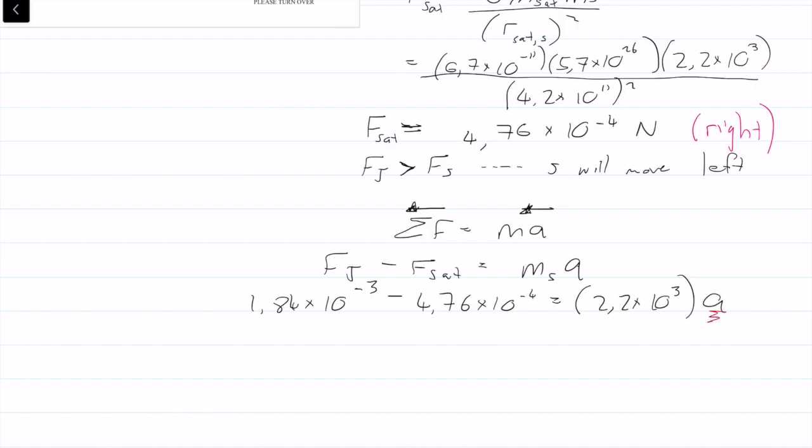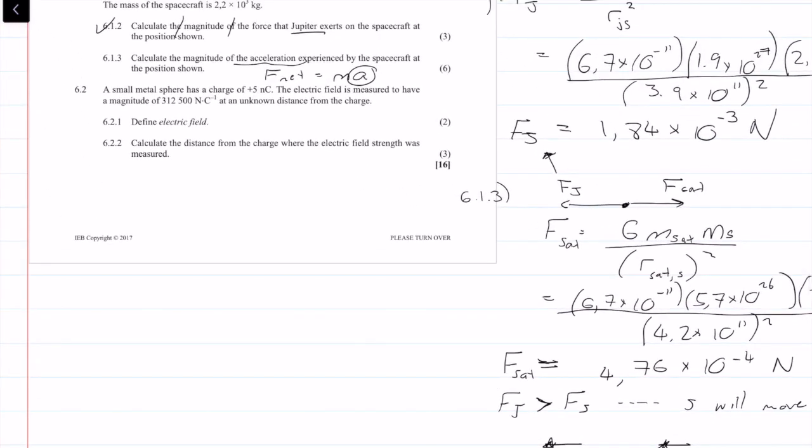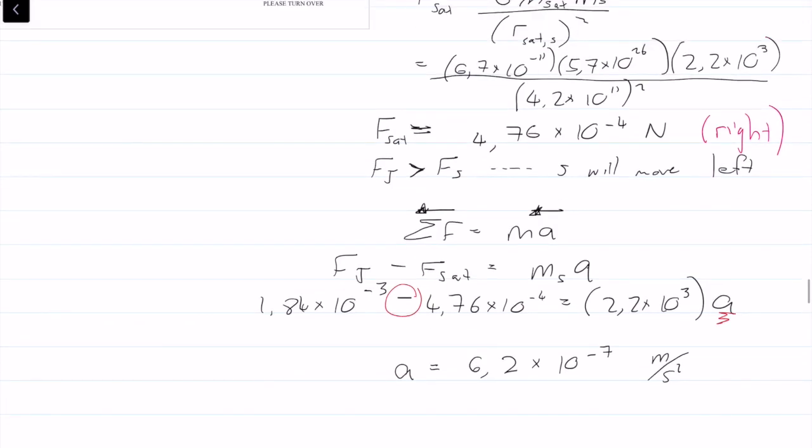Okay, the only unknown here is the acceleration, and this minus sign comes up because it's acting in the opposite direction, basically. So if we calculate the acceleration, we get 6.2 times 10 to the minus 7 meters per second squared. And I think it asks for the magnitude of the acceleration, so we don't actually care about the direction, but if we did, it would be left.